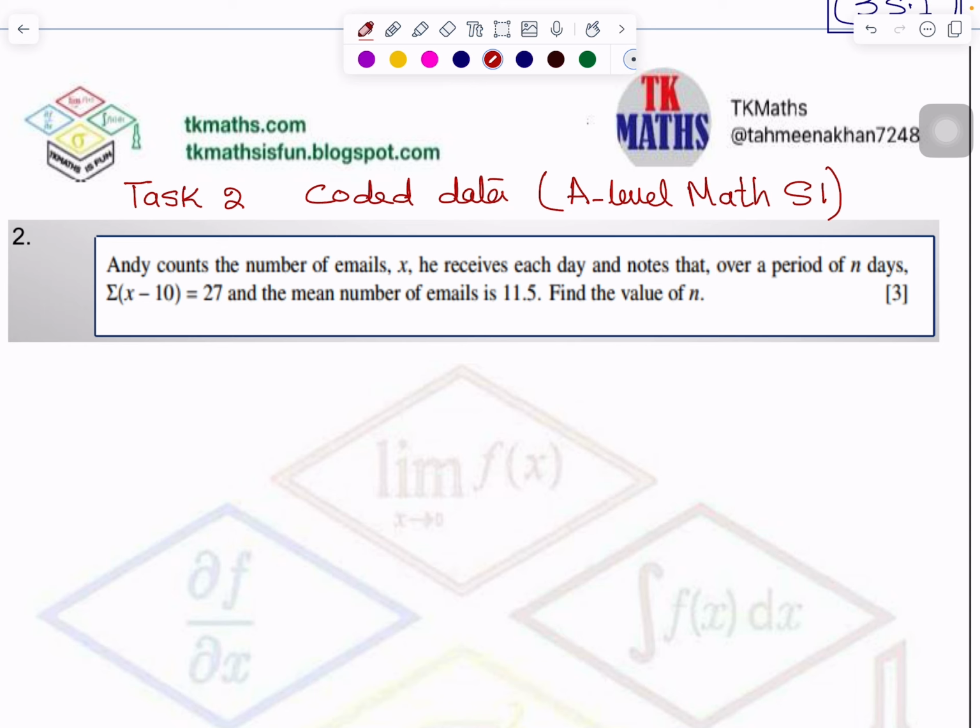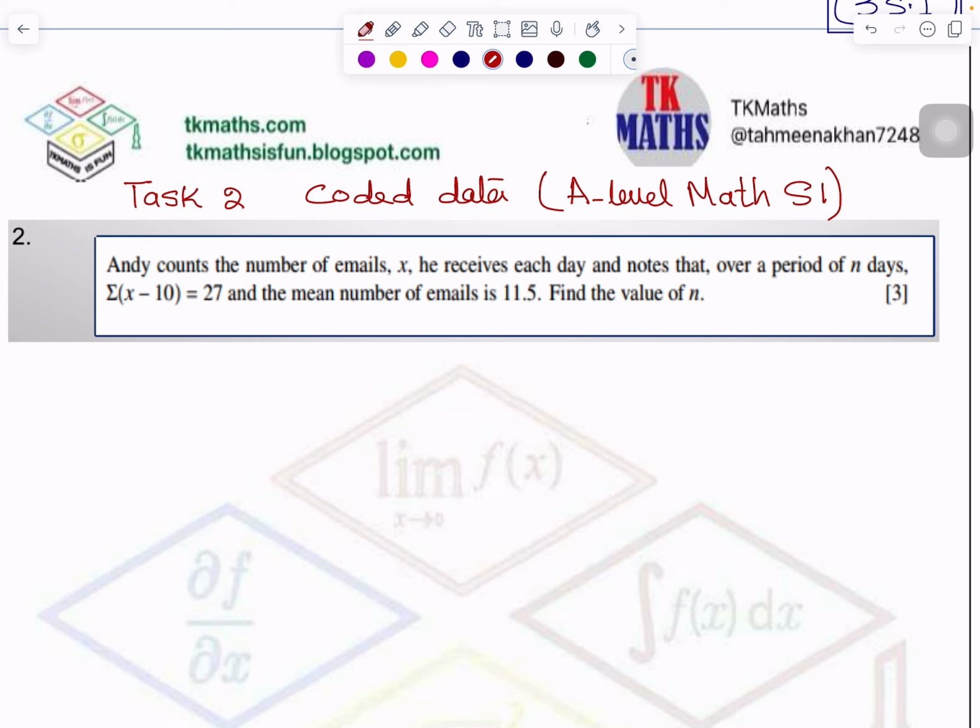In this video, we will solve two questions on coded data, which is a part of the syllabus of A-level mathematics S1. Both questions are from past papers. In the description, you can find the video in which I have given the introduction of coded data and the formula, with the reason and everything explained. So let's start with this question.